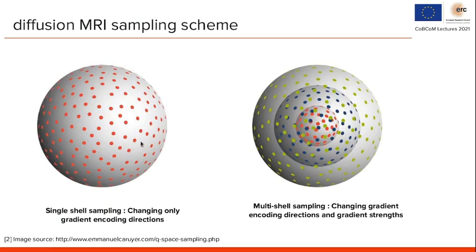Keeping all gradient parameters constant except their direction corresponds to diffusion MRI sampling on sphere, which is also called shell. Single shell sampling scheme is depicted in the left figure, and if in addition to direction gradient strength is changed as well, this will correspond to multi-shell diffusion MRI sampling as illustrated in the right figure.